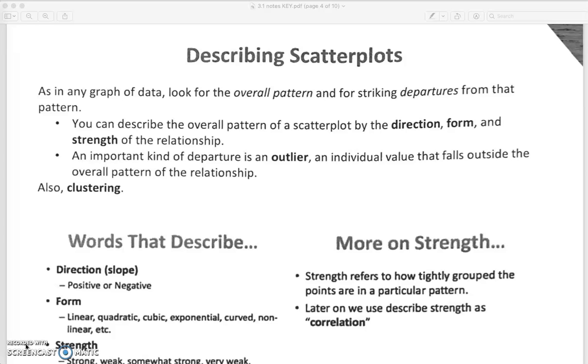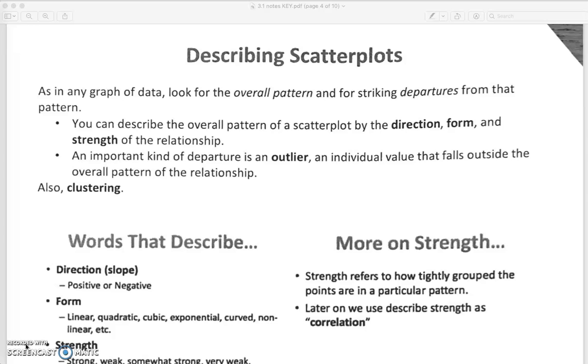So yesterday we talked about how to create a scatter plot. Today we're going to look at how you would describe a scatter plot. It says, as in any graph of data, we want to look for an overall pattern and any striking departures from that pattern. The words we use to describe the overall pattern of a scatter plot are direction, form, and strength of the relationship. Departures from the pattern will be what we call an outlier.